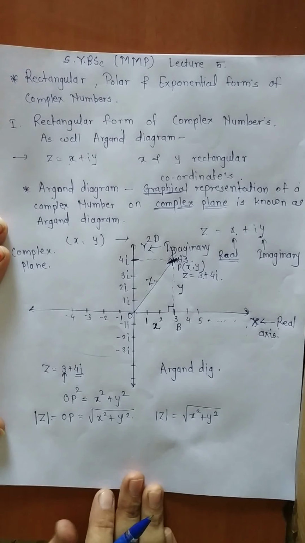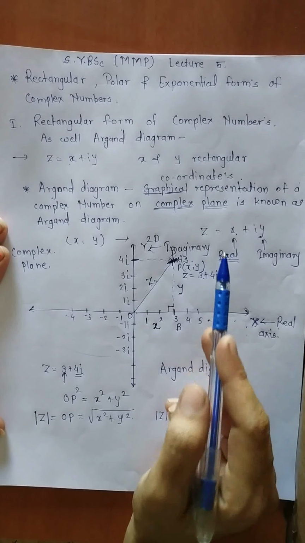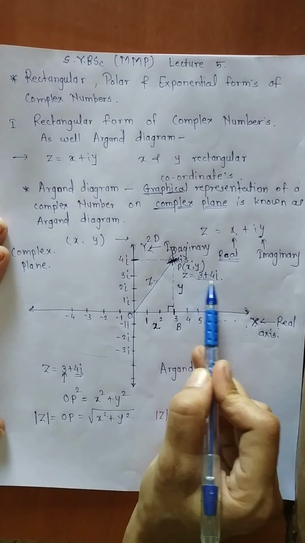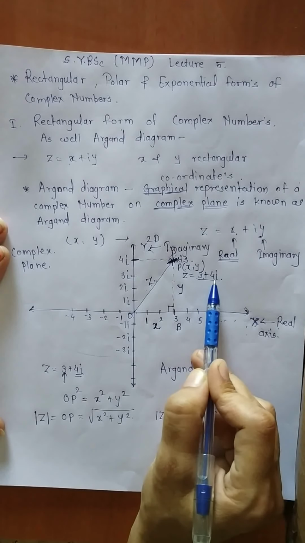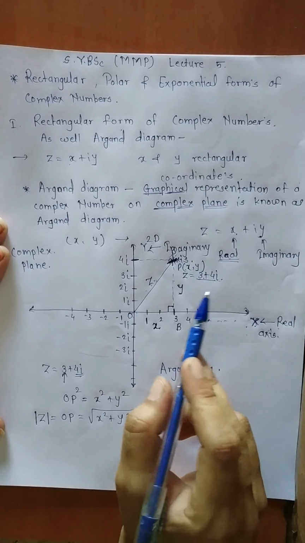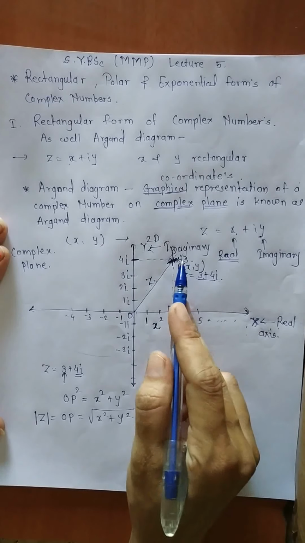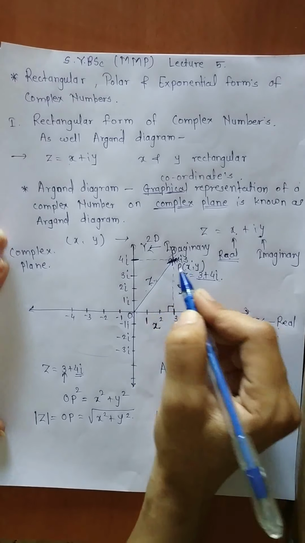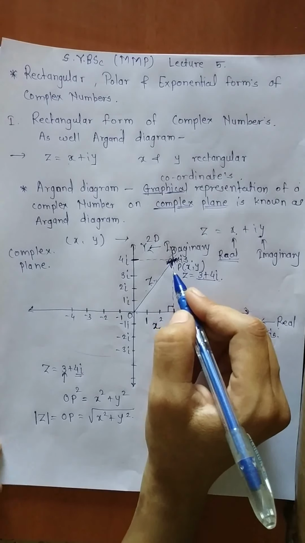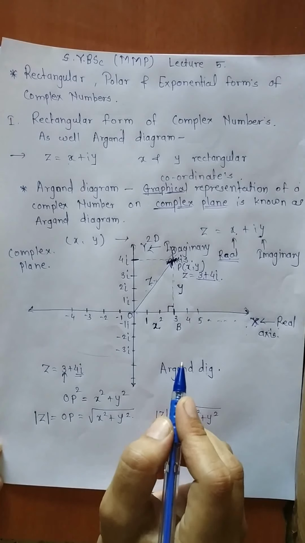Now the point P(x, y) on the XY plane represents one and only one complex number, and we have taken the example of the complex number 3 plus 4i. And OP can be regarded, or is also called, a position vector of point P. I have denoted it here with vector notation. So this is called the position vector of point P.